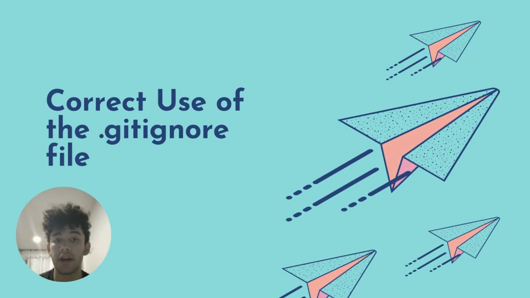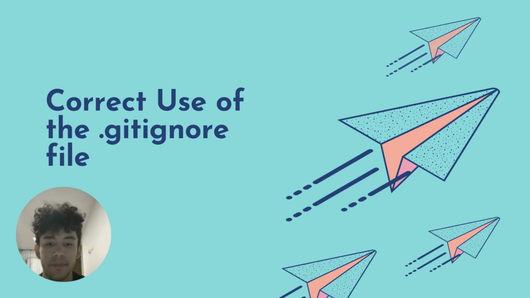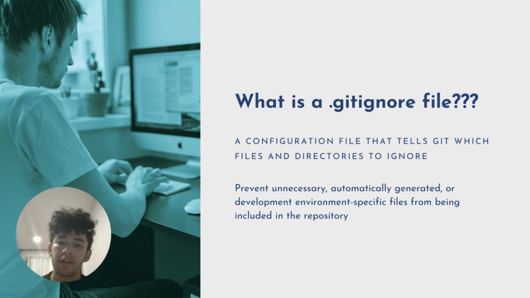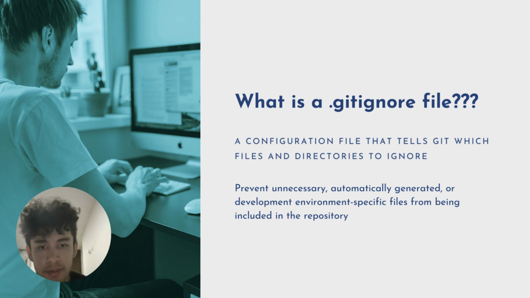Well, now let's talk about the correct use of the gitignore file. First of all, what is a gitignore file? Well, this is a configuration file that tells Git which files and directories to ignore. So, what is the main point of this? Well, this is used in order to prevent unnecessary, automatically generated, or development environment specific files from being included in our repository.